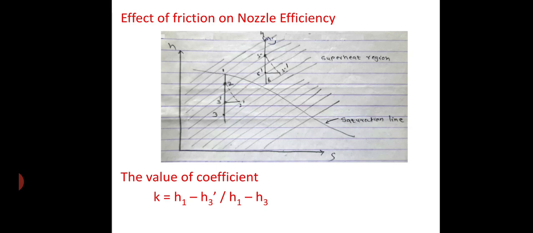On the other hand, if the steam at entry to the nozzle were superheated, corresponding to the point 4, the expansion can be represented by vertical line 4 to 5 if the friction were neglected, and 4 to 5 and 5 to 5 dash if the friction were taken into account. The point 5 dash represents the final condition of steam. This is the effect of friction on nozzle efficiency.